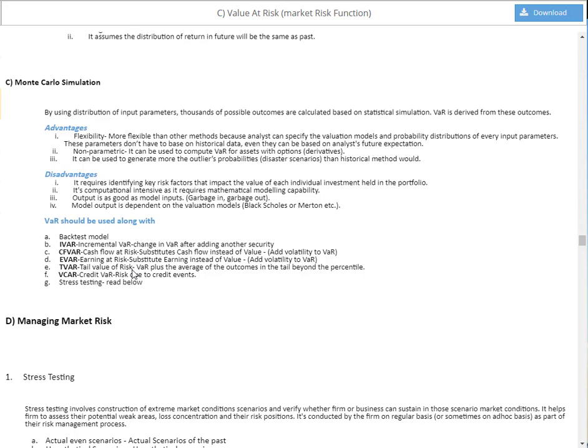CVAR is credit VAR, the risk due to credit events. We'll explain later. And stress testing is also a methodology which we will discuss later. It can be used along with VAR calculation.